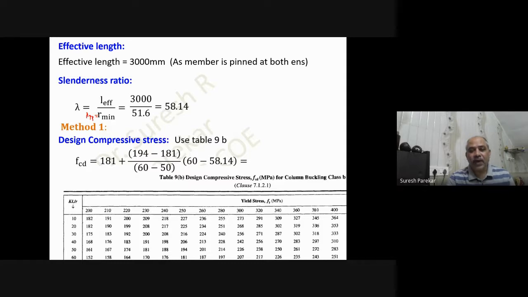58.14 we have 181 plus. Now we can have this 50 and 60, and that Fy we have 250, and for this we have these two values, and therefore we have 194 minus 181. This we have already seen in the last problem, and therefore I will not explain this, and we will get 183.42.